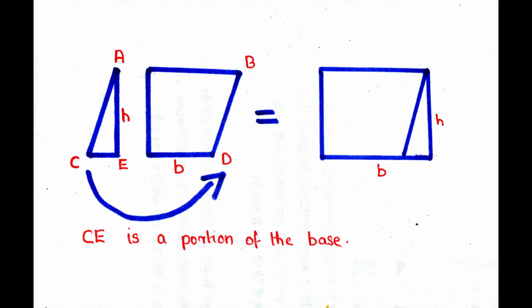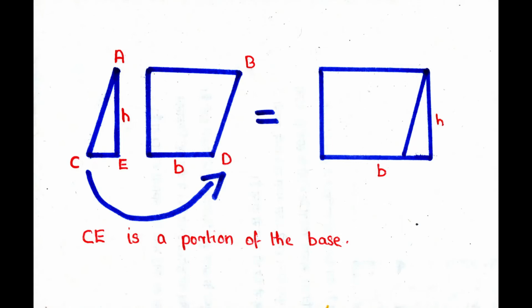Here, for parallelogram ABDC, the base was CD and the height to it was AE. Notice that we can take any base and its corresponding height. In this case, we have taken the base CD and the height corresponding to it is AE.